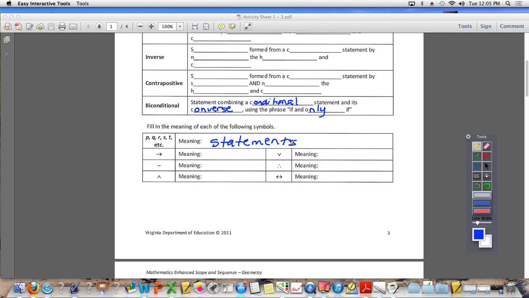What does that arrow mean? We talked about that yesterday. This arrow right here means implies. What does implies mean though? If P implies Q, what does that mean?